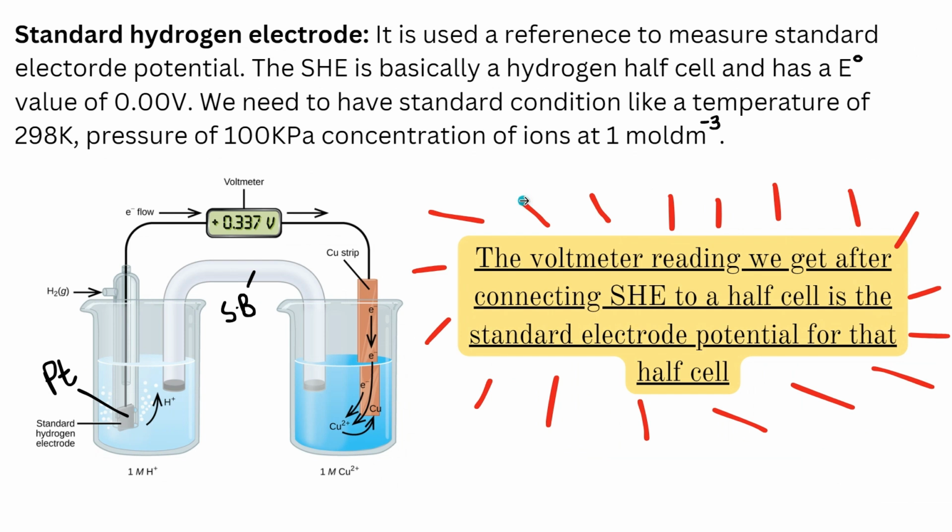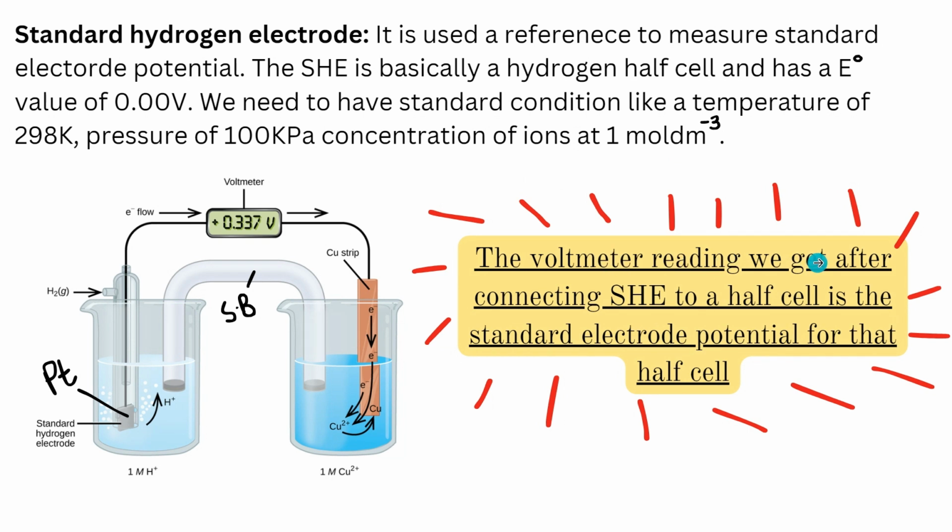Now, if you were confused about what is standard electrode potential and what is electrode potential, you need to know about the standard hydrogen electrode first. It is used as a reference to measure standard electrode potential. The SHE is a hydrogen half cell and has an electrode potential value of 0. We need to have standard conditions: a temperature of 298 Kelvin, a pressure of 100 kilopascals, and a concentration of ions of 1 mole per dm³.